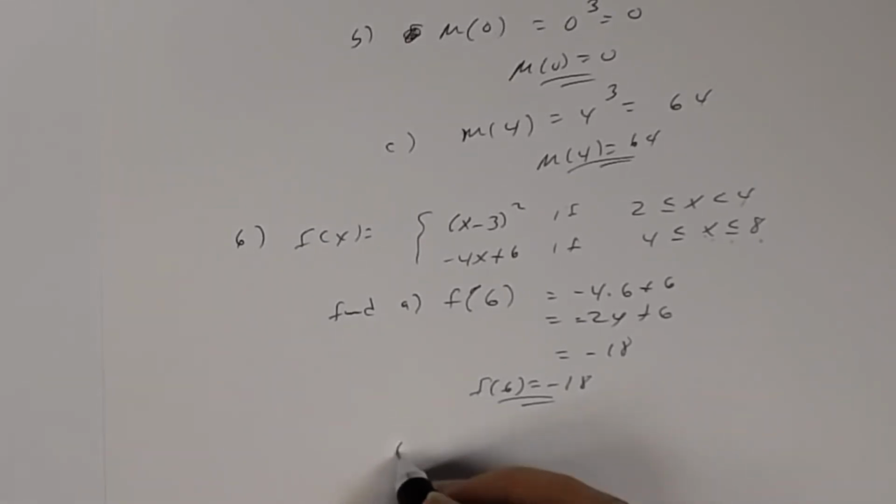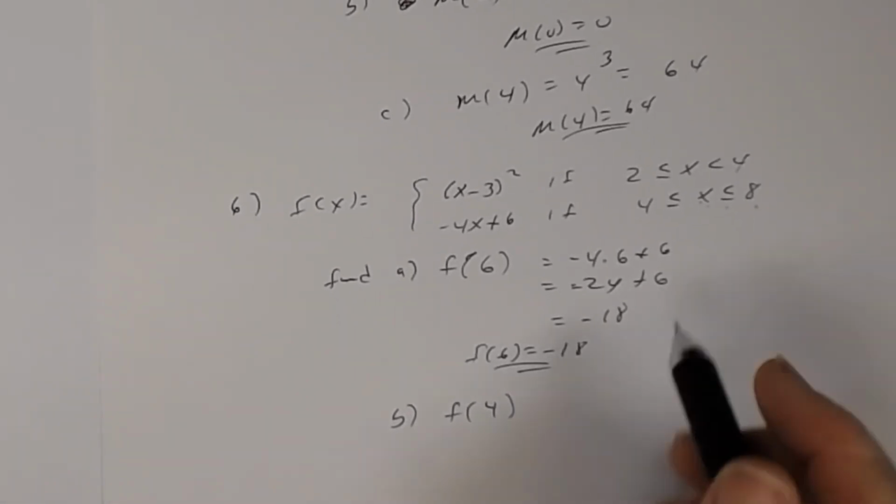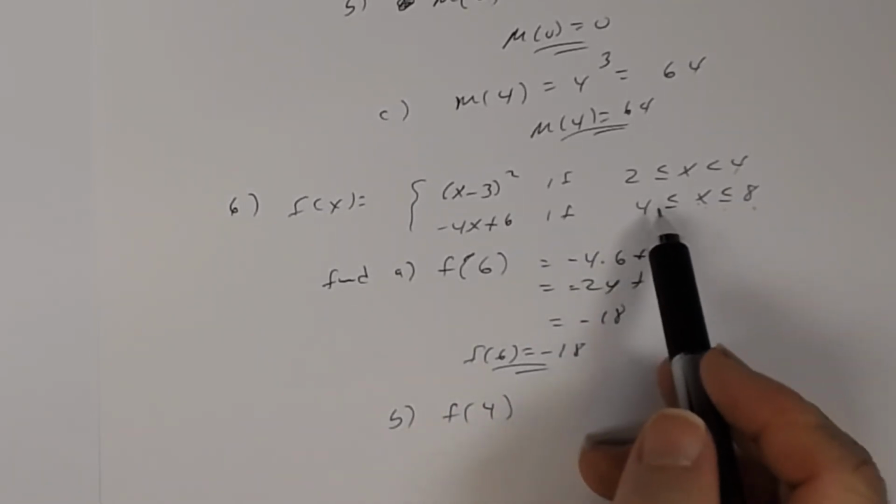All right, B, suppose you want to find f of 4. Well, you have to make sure you use the right one. So for f of 4, notice there are 4s listed twice. You're going to use one, so you can use the one with the equal sign.